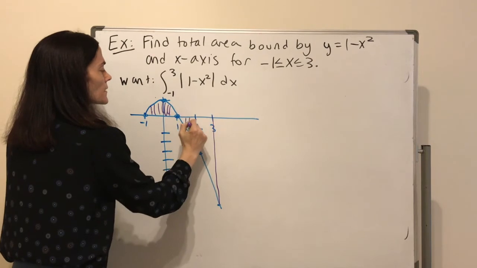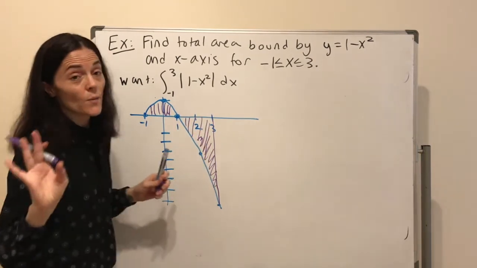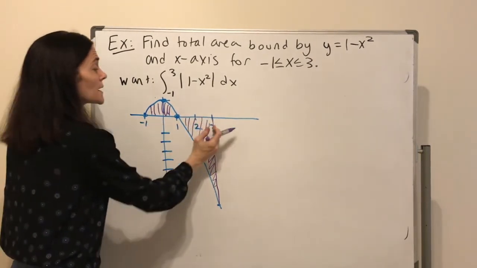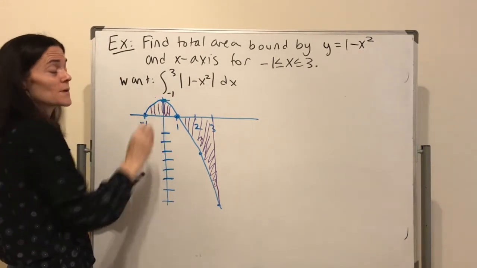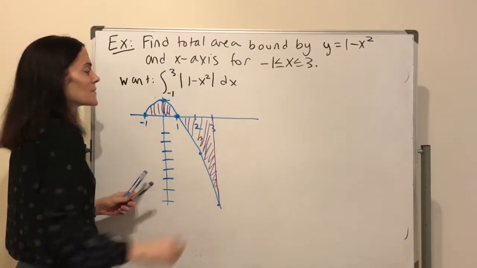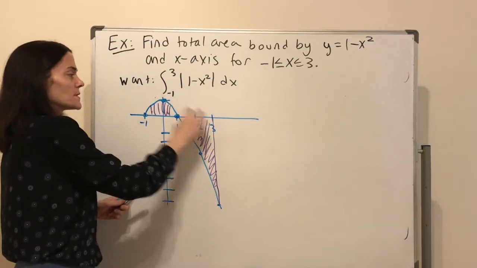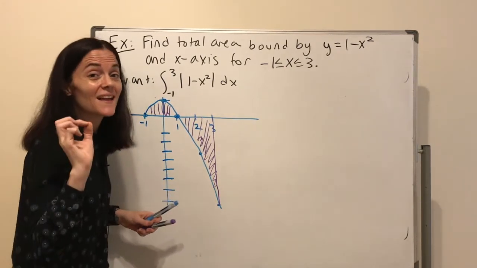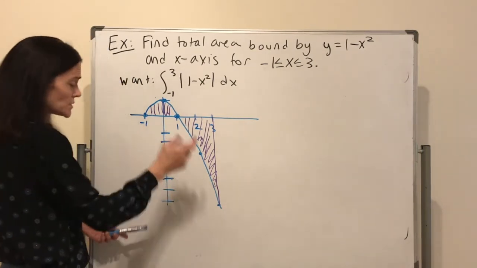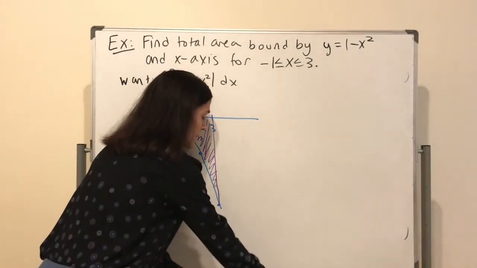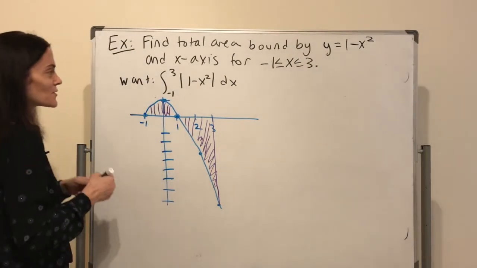The total area is this piece, plus the area here. You don't want to just integrate 1 minus x squared between minus 1 and 3. That's signed area. That would have this part coming with a plus and this part coming with a minus, but we want both this and this to count with a plus for total area. Okay, but we see how to break this up into the sum of two integrals.